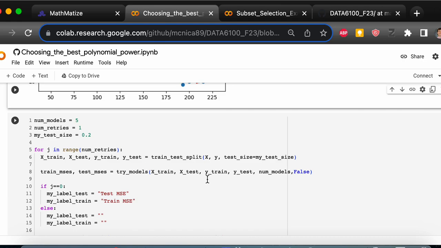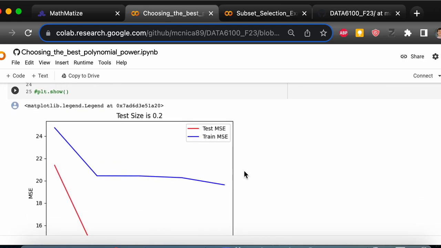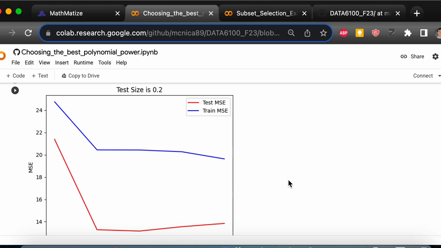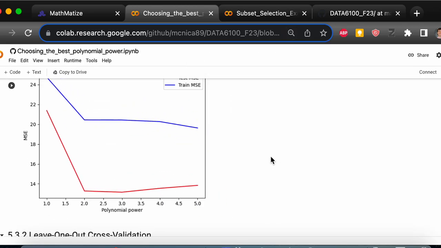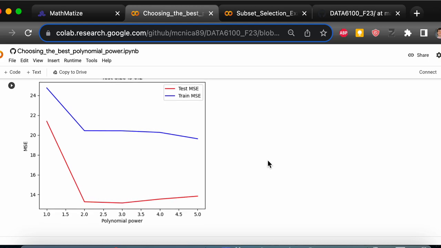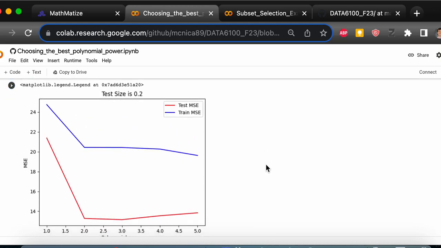Okay, and here it is plotted, trying it a bunch of times. Here I did it with a 20% size test set. And this is what it looks like as a function of the polynomial power. So this is either 1, 2, 3, 4, or 5: either a linear function, a quadratic function, a cubic function, a quartic, or a quintic. And you can see the training error is always going down. The more powers you use, the training error is always going down.